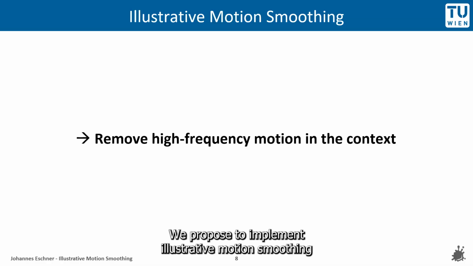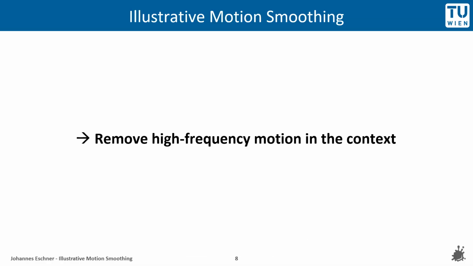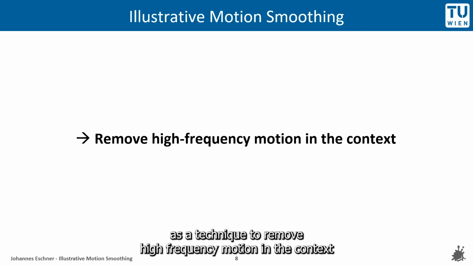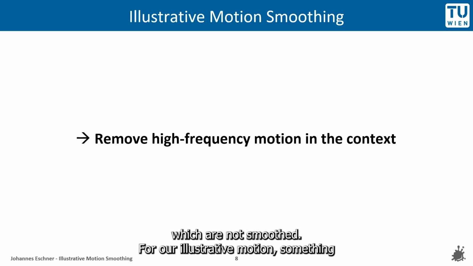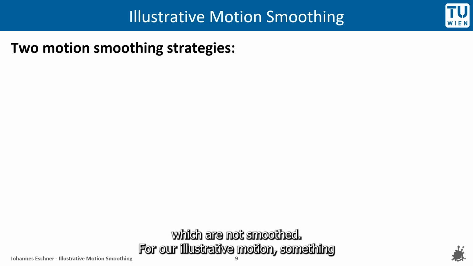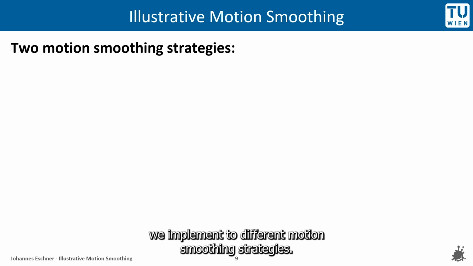We propose to implement illustrative motion smoothing as a technique to remove high-frequency motion in the context to focus on the high-frequency focus elements which are not smoothed. For our illustrative motion smoothing, we implement two different motion smoothing strategies.